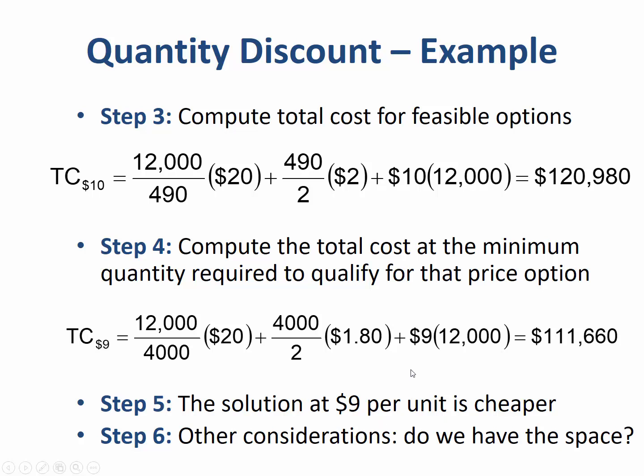Step 6 is other considerations. You have to ask yourself more qualitative things that cannot be captured in numbers here. For instance, do I have enough room to accommodate orders of 4,000 or more? Maybe a hat doesn't take a lot of space, but if you're purchasing very bulky items, you would have to ask yourself, can you accommodate the space for all those items?